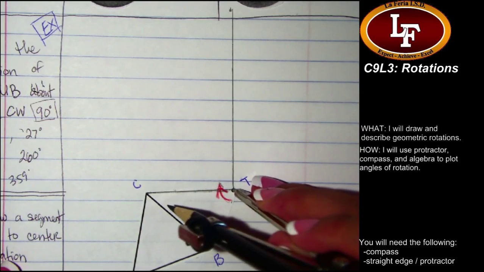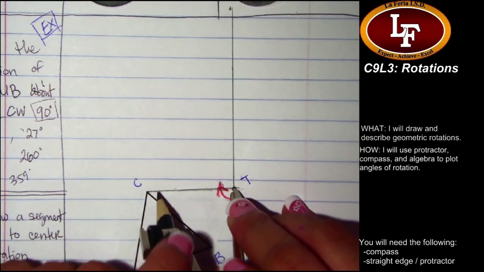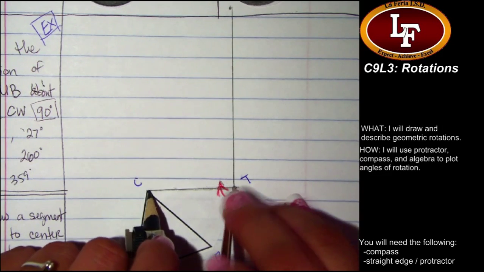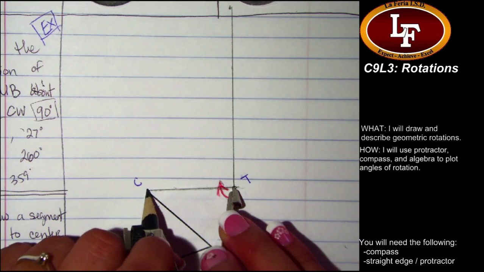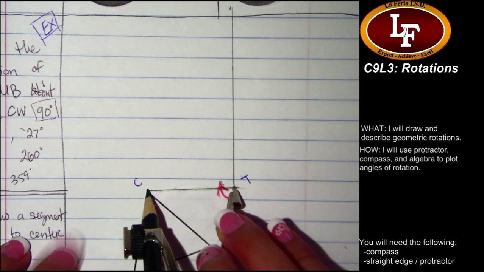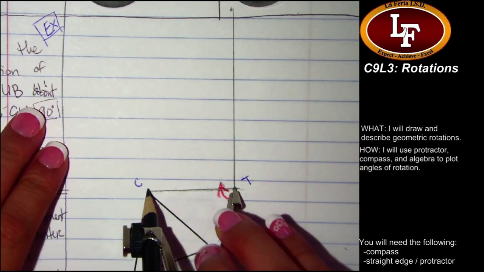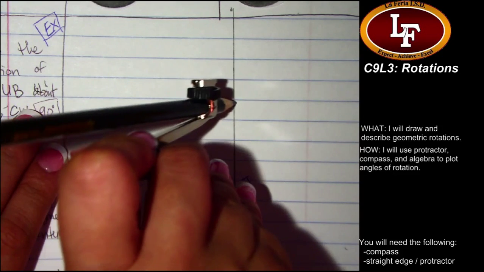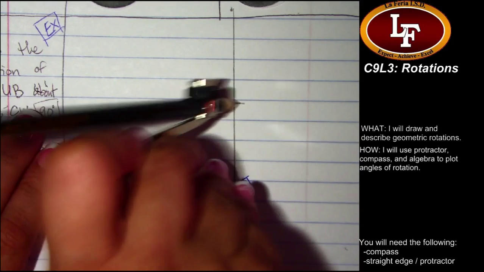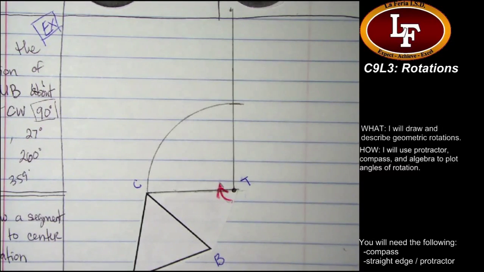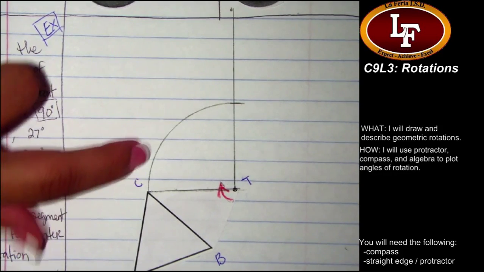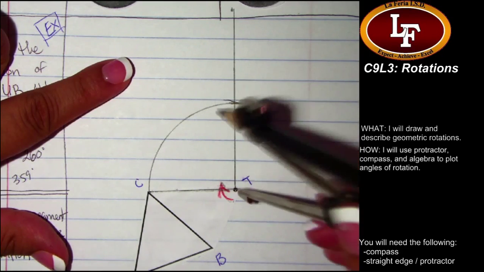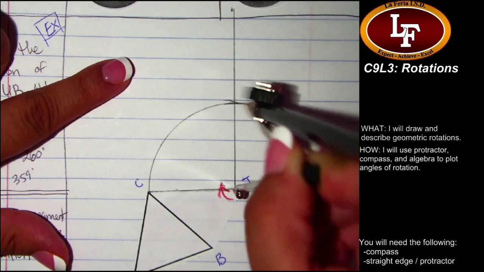Take your compass. Measure out the distance between the center of rotation and the point that you're rotating. And then draw an arc so that it intersects the other part of your angle of rotation. Okay? You don't have to have this entire arc down. The only part that is important is right here. This is the only part that is of great importance.